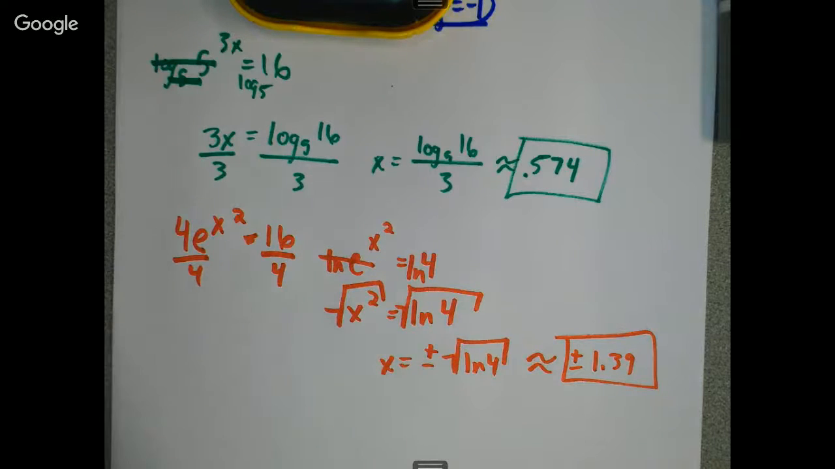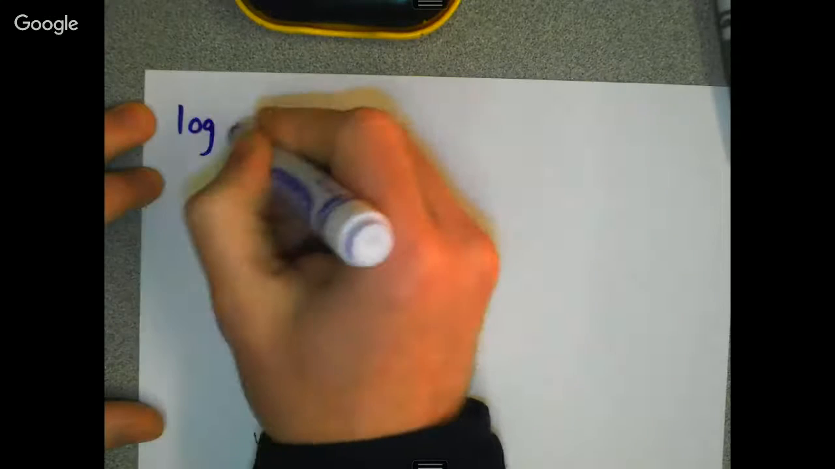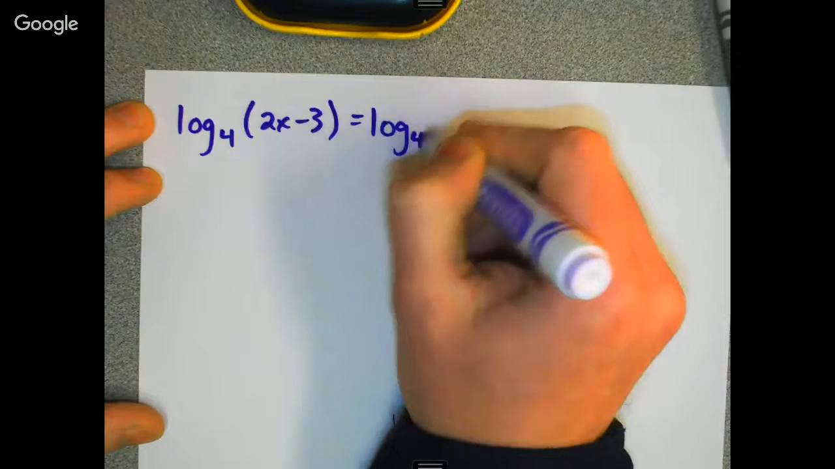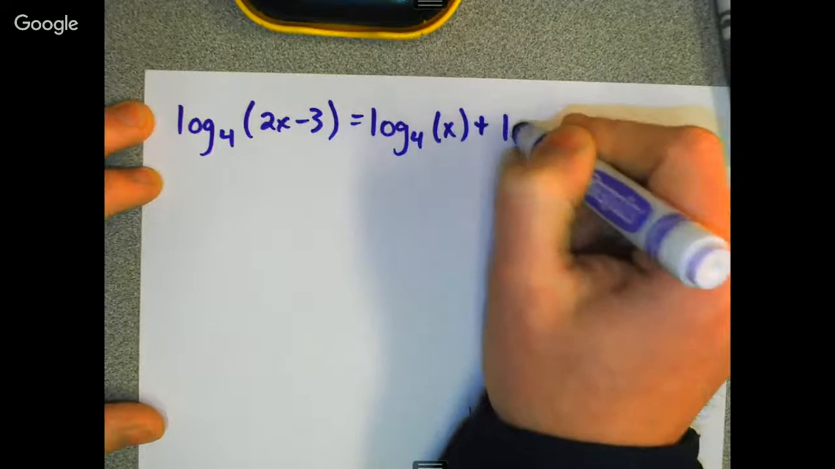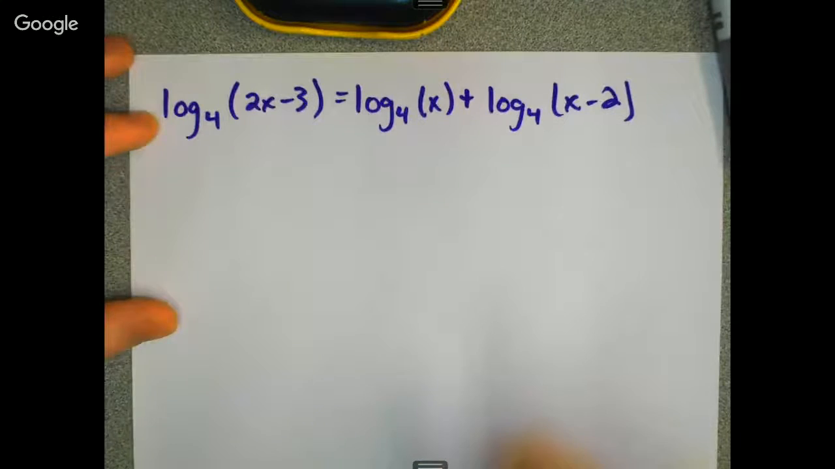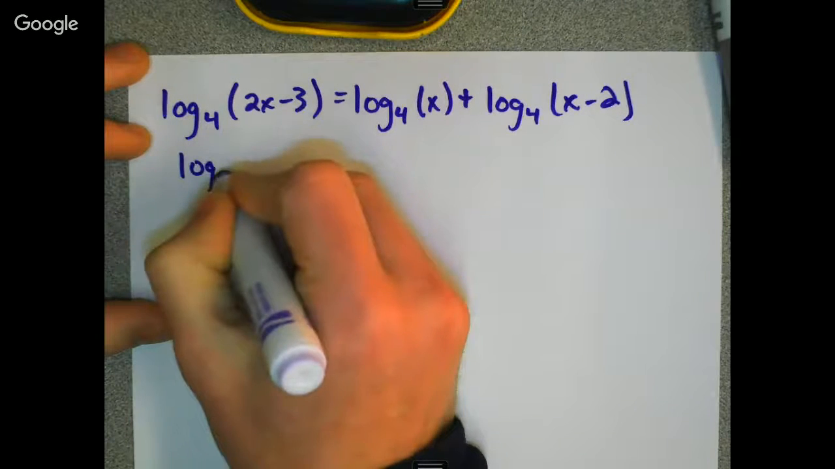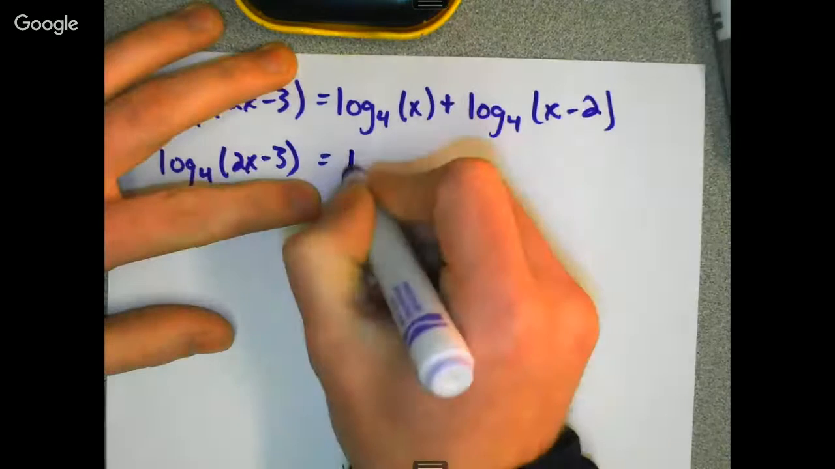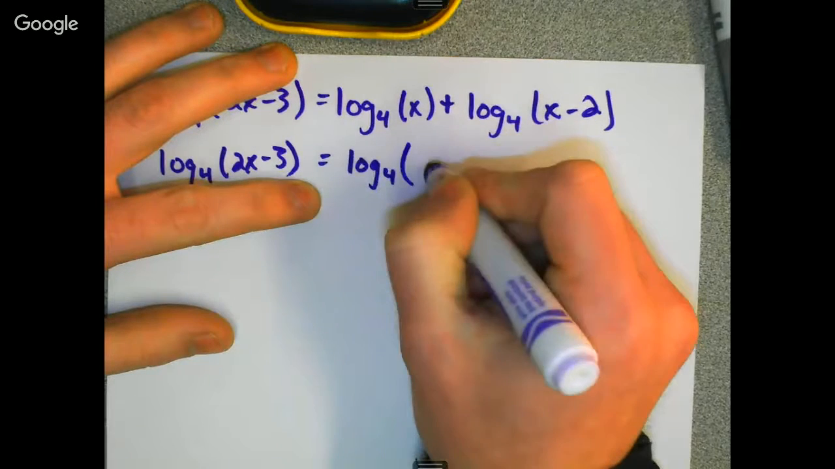Okay, so let's look at logarithms real quick. So, solving logarithmic equations. Here we've got log base 4 of 2x minus 3 equals log base 4 of x plus log base 4 of x minus 2. Okay, so notice I've got logs on both sides. So I'm going to make everything on each side into one logarithm. So here, to combine addition, we have multiplication, and I'm going to go ahead and distribute as I go.